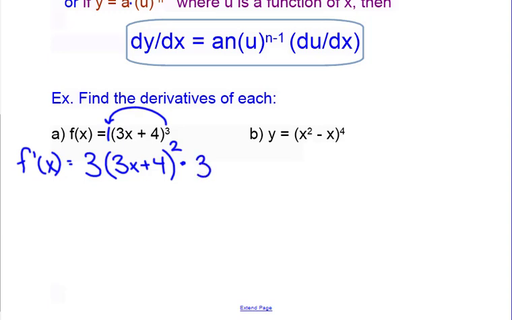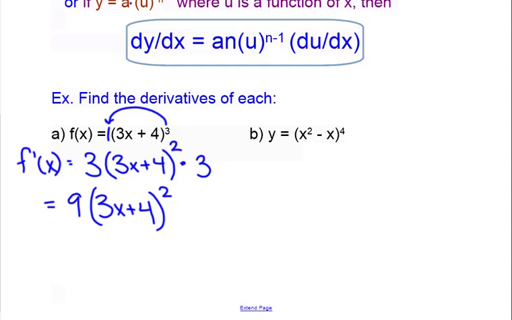And now we're just going to simplify. Because we've got coefficients and we want to leave it as factored as possible, we're just going to go 3 times 3, that's 9, times x plus 4, all of that squared. So that is what the chain rule looks like.